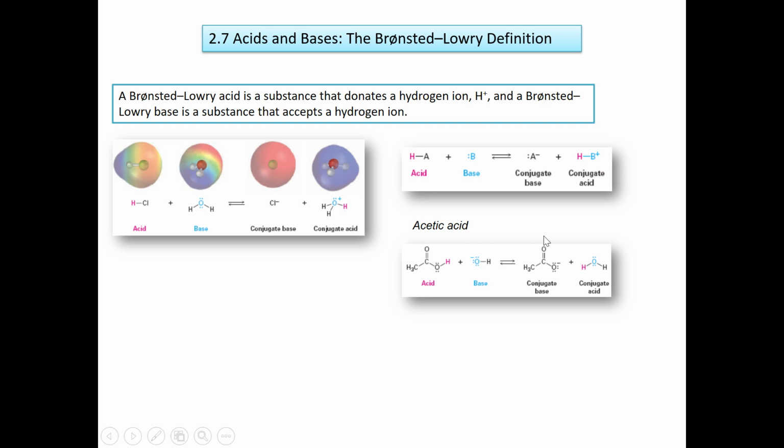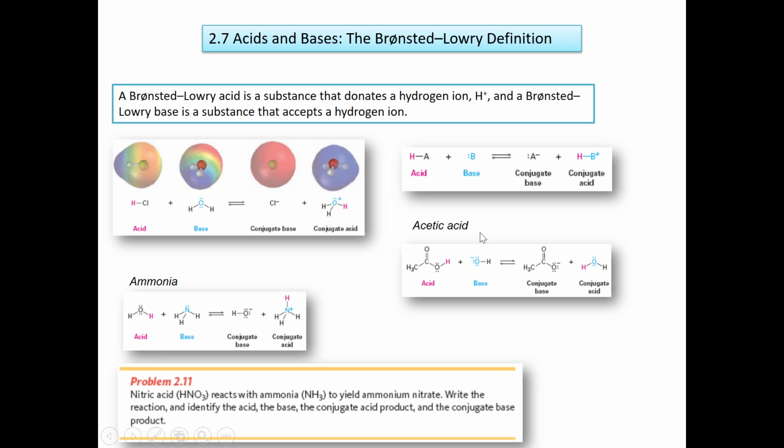Here you have the acetic acid. Acetic acid gives a proton, and a base, for example hydroxide, will take the proton to form the conjugate base, acetate, and the conjugate acid, in this case water.